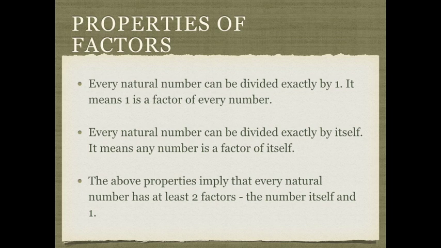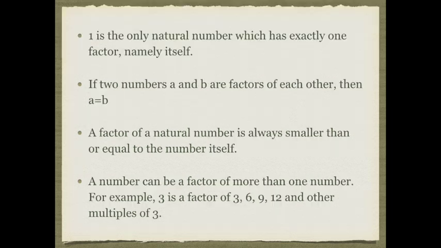What are those 2 factors? 1 and itself. Like 1 into 2 is equal to 2. Right? So the factors of 2 are 2, that is itself, and also 1. 1 is the only natural number which has exactly one factor, because it is naming itself. If two numbers A and B are factors of each other, then A is equal to B.